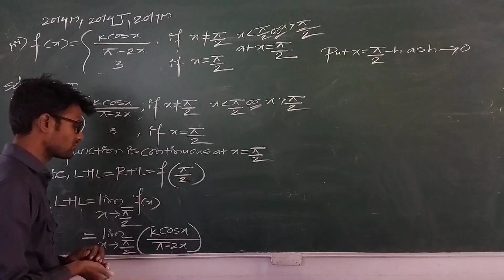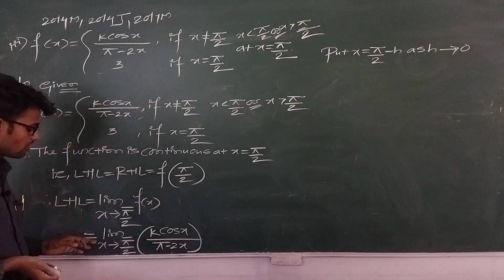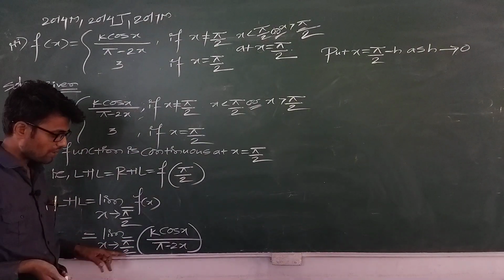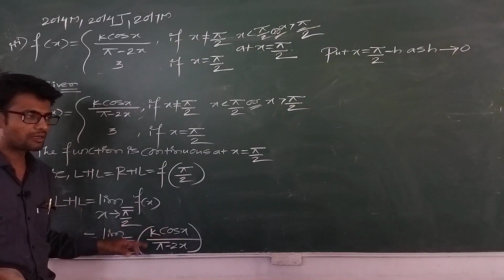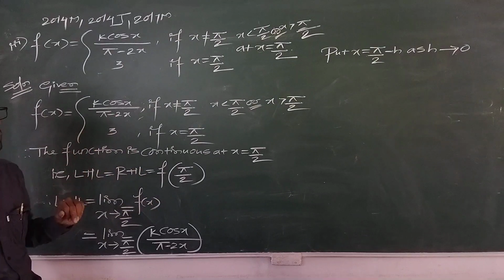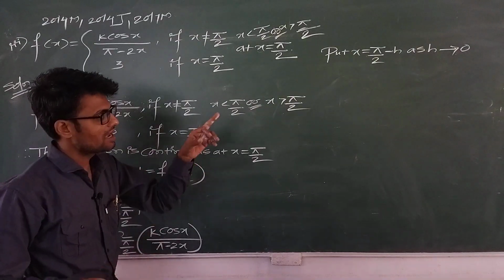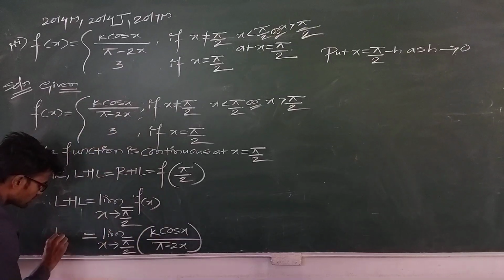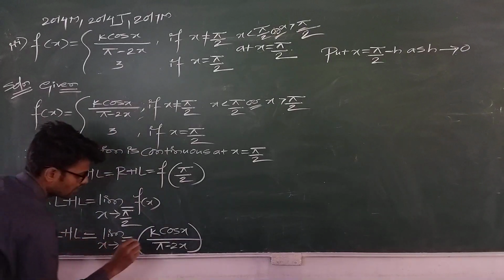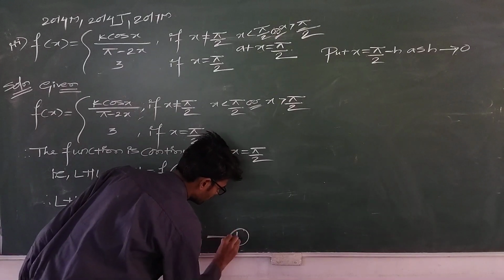I am going for a substitution method, because when you drop the limit and take the value of x equal to pi by 2 in this one, you will get 0 by 0 indeterminate form. To remove this indeterminate form, I took here the value of x equal to pi by 2 minus h as h tends to 0 in this equation. So I call this a left hand limit, and we call it equation number 1.